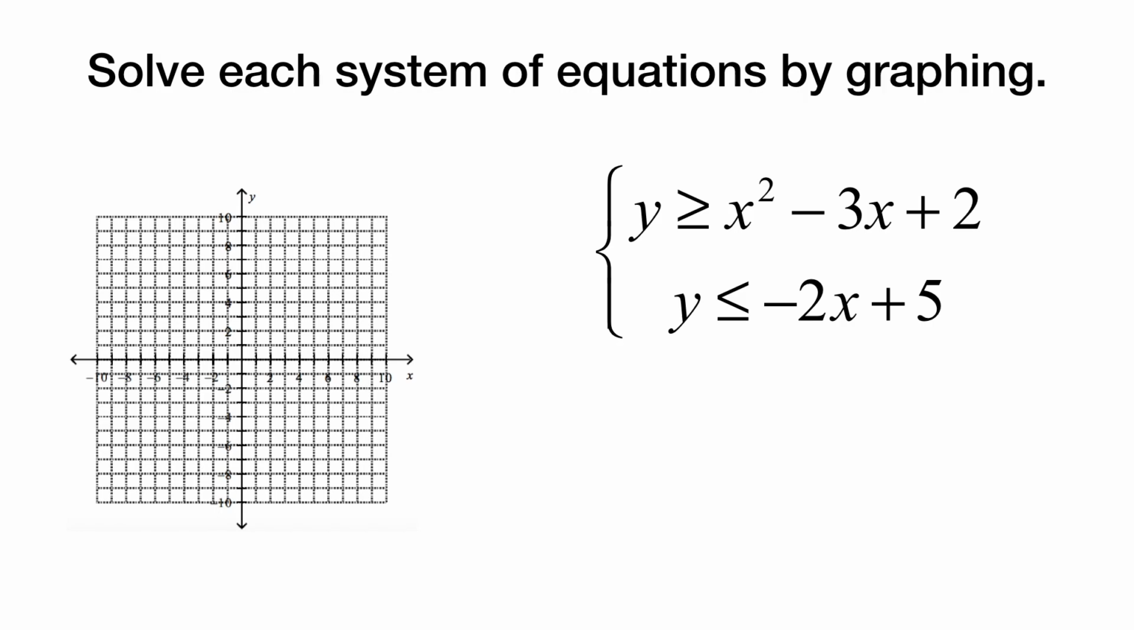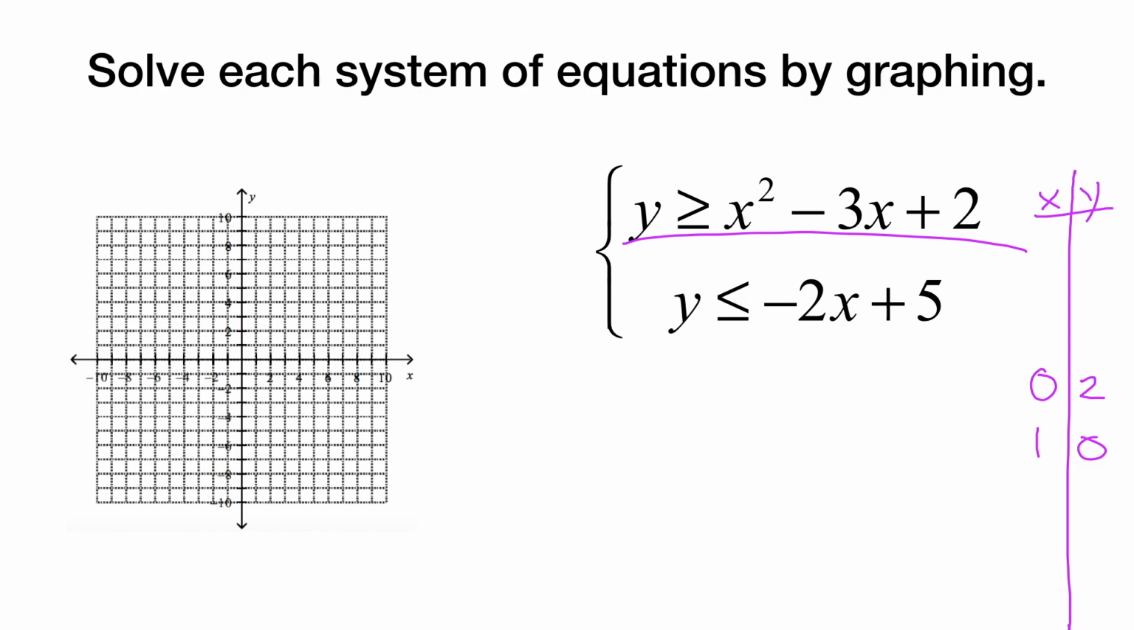Okay, so we're going to solve each of these systems by graphing. I'm going to start with this one. Now, I'm going to start with, once again, 0, x, y. So at 0, let's see, we get 2. At 1, that ends up being 1 minus 3 is negative 2 plus 2 is 0. At 2, we also get, let's see, 4 minus 6 is negative 2 plus 2 is also 0. Oh, look, that means our vertex is going to be around 1.5. But now let's keep going.